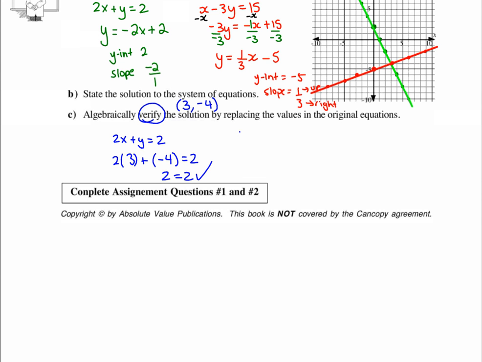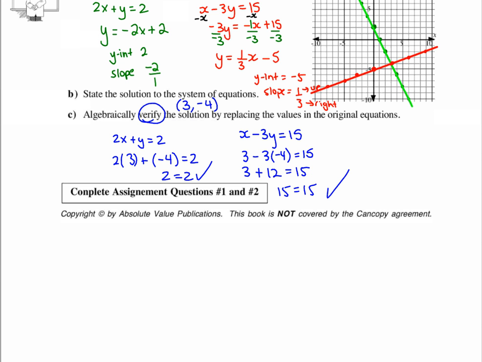The other equation was x minus 3y equals 15. So x was 3 minus 3 times, and y was? What was y? -4. We're using our solution. And -3 times -4 actually turns into plus 12. Does that equal 15 then? Yes. So it satisfies both equations. It's a point on both lines.